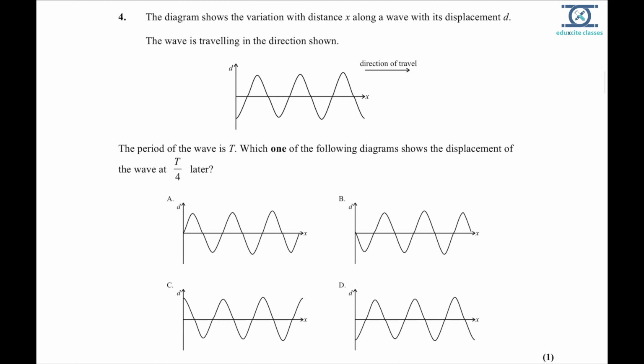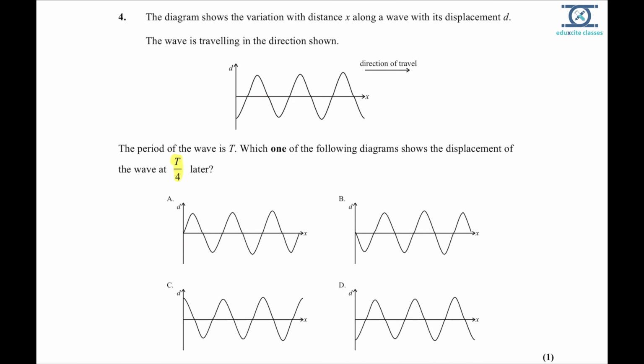Question number 4 now. The diagram shows the variation of distance x along a wave with its displacement d. So this is the direction of wave travel, this is the distance, and this is the displacement. The period of the wave is T. Which one of the following diagrams shows the displacement of the wave at T by 4? Now these are very common questions from this topic.